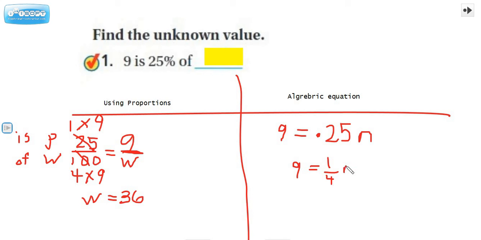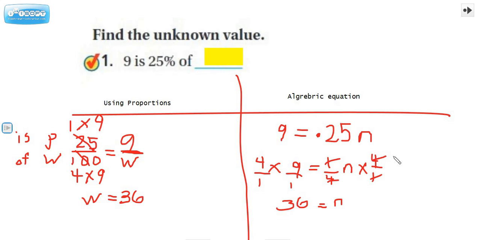Now we learned earlier that if we were going to solve this equation, the opposite of multiplying by 1/4 is to divide by 1/4, which is the same as multiplying by its reciprocal. So that would look like this. And of course this would all cancel out, that would cancel out. We'd bring down the n, and if we were going to finish this, that times that would still be 36.